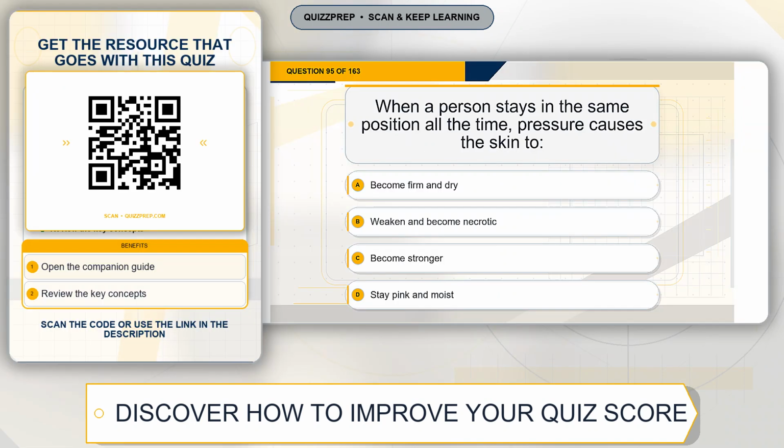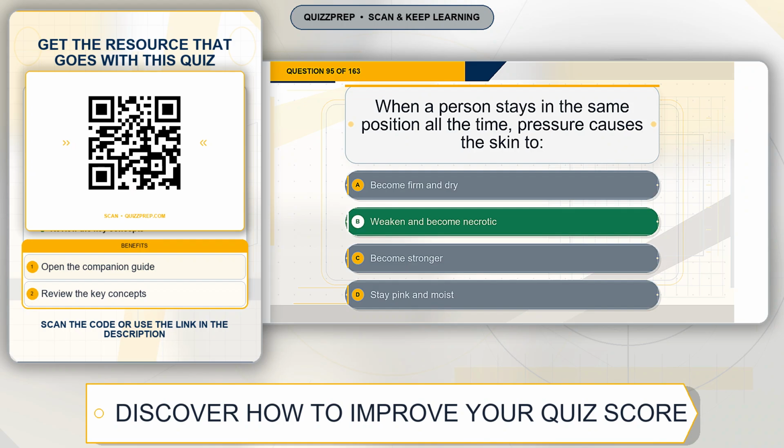Question 95. When a person stays in the same position all the time, pressure causes the skin to: Option A, become firm and dry. Option B, weaken and become necrotic. Option C, become stronger. Option D, stay pink and moist. The correct answer is option B, weaken and become necrotic.